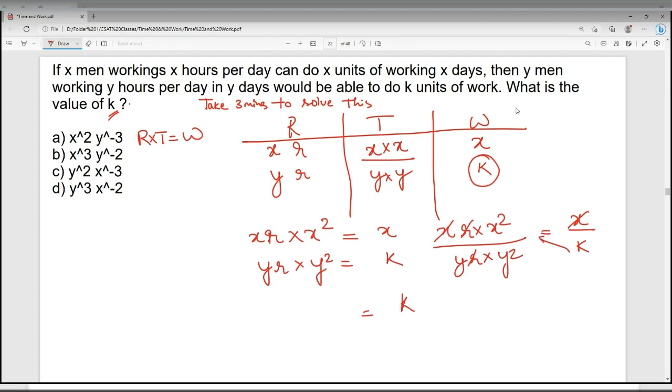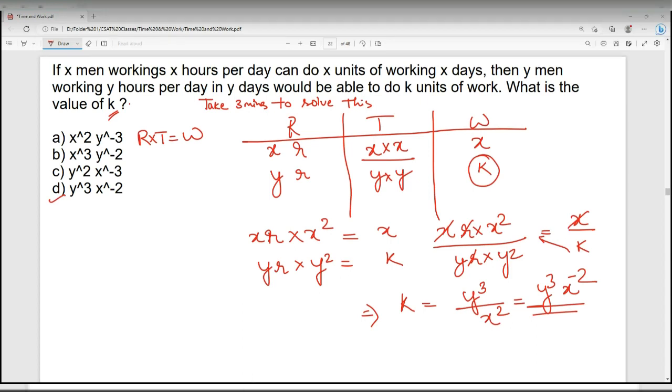This implies that K is equal to Y into Y square divided by X square, which is equal to Y cube into X raised to minus 2. That is option D, Y cube into X raised to minus 2. I hope you have got this answer. If you still have any doubt, please ask, or else we'll move to the next question.